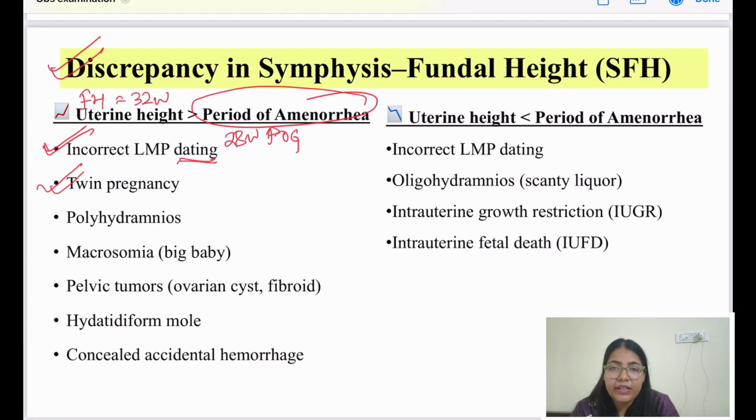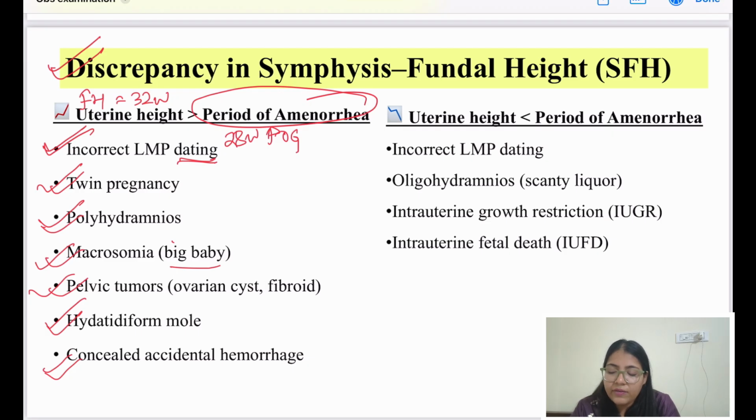Second, there may be twin pregnancy. Third, there may be polyhydramnios. Fourth, baby can be big, macrosomia. Then there can be a pelvic tumor like fibroid, which is just falsely increasing the height of the uterus. There can be H mole, hyperproliferation of the trophoblastic tissue, and then you'll be getting the fundal height greater than the period of gestation. And there can be concealed antepartum hemorrhage, that is concealed placental abruption.